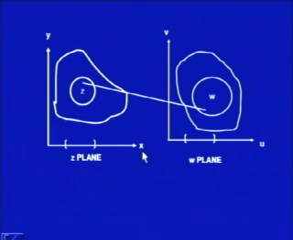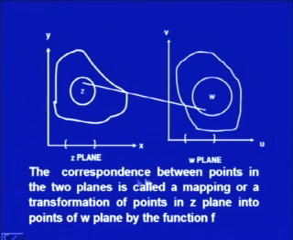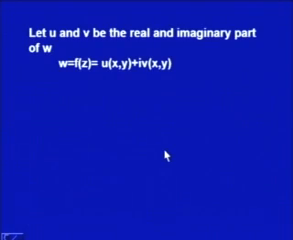This plane is x and y, while this plane is called w plane. Here z is x plus iy, while when it is mapped to w, then w is written as u plus iv. So this is real line u and this is real line v. The correspondence between points in the two planes is called a mapping or a transformation of points in z plane into points of w plane by this function f. So that is how we introduce the concept of functions.